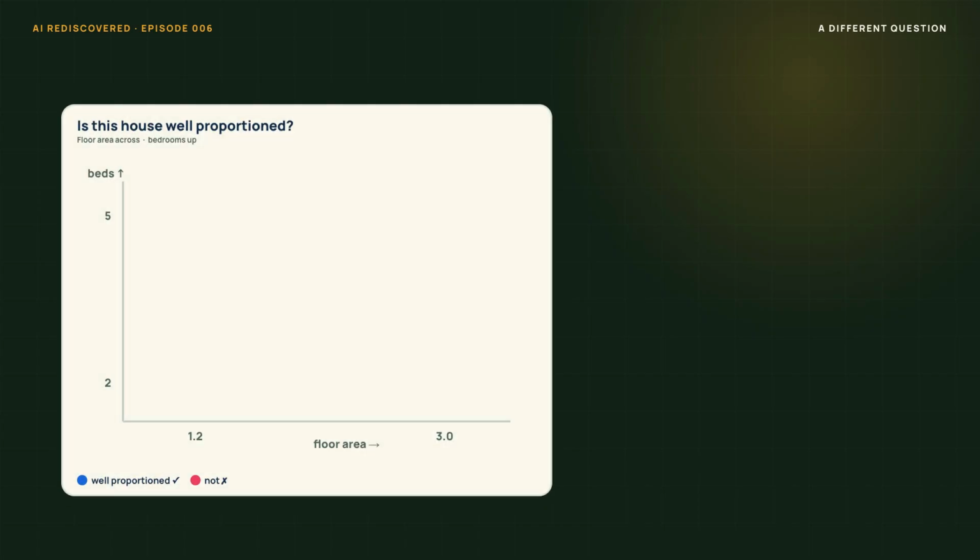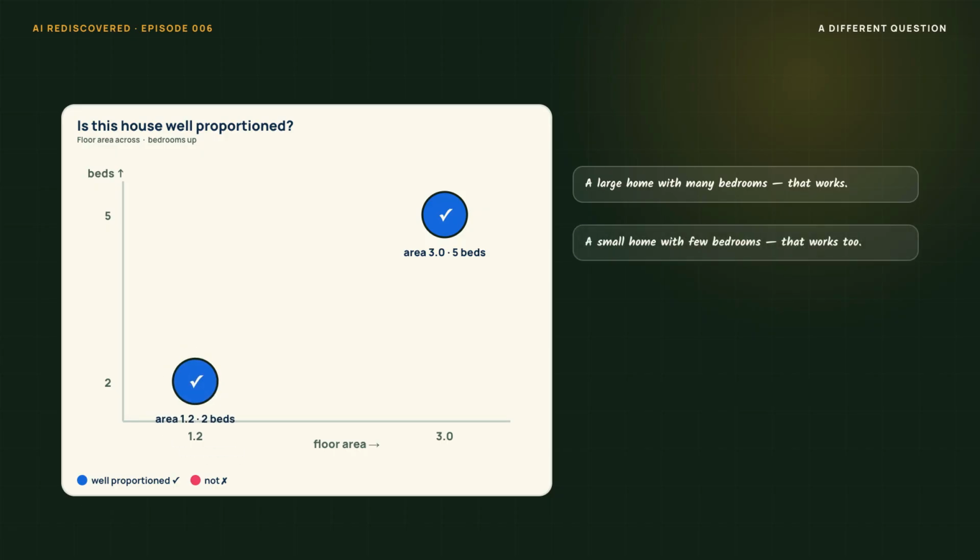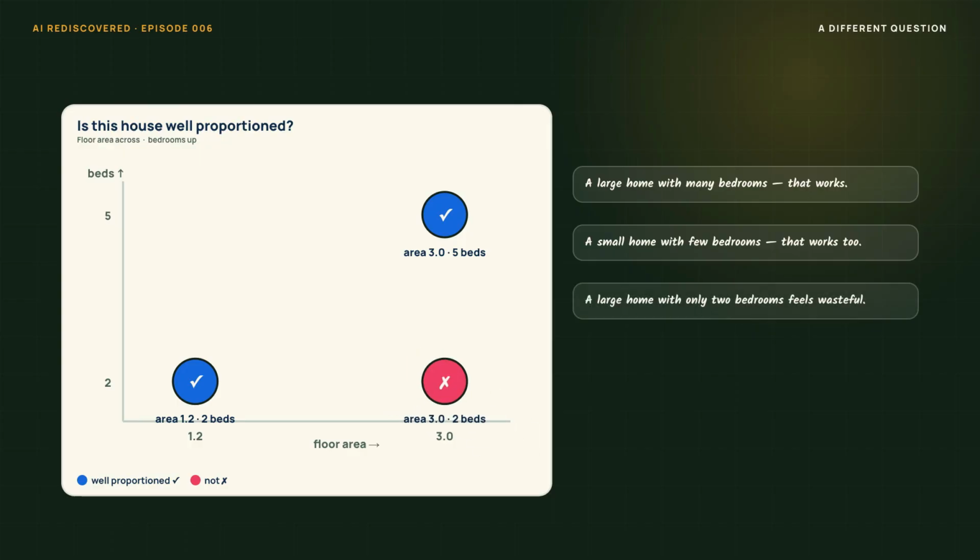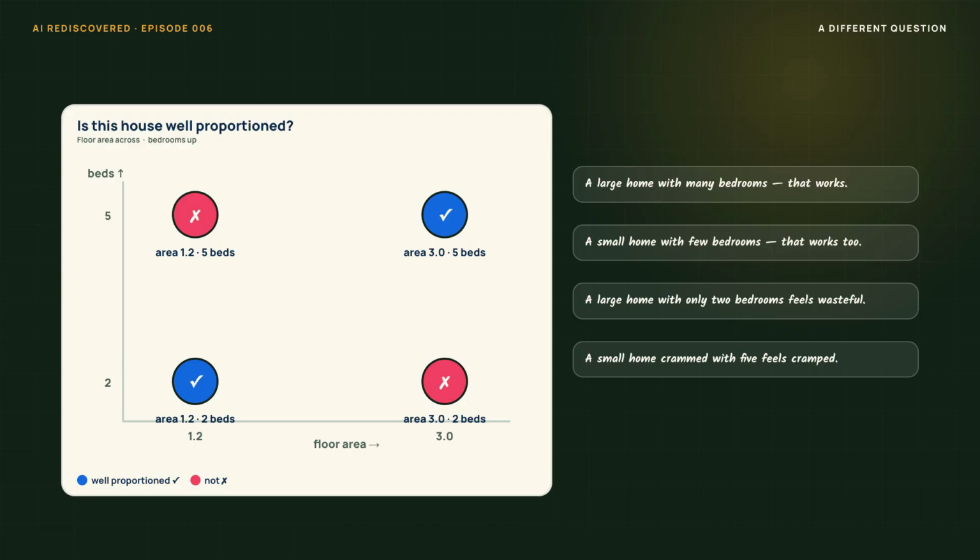Let me put price aside for a moment and ask a different question about the same houses. Is this house well proportioned? Here's what I mean. A large home with many bedrooms. That works. A small home with few bedrooms. That works too. But a large home with only 2 bedrooms feels wasteful. And a small home crammed with 5 bedrooms feels cramped. So of these 4 houses, 2 are well proportioned and 2 are not.